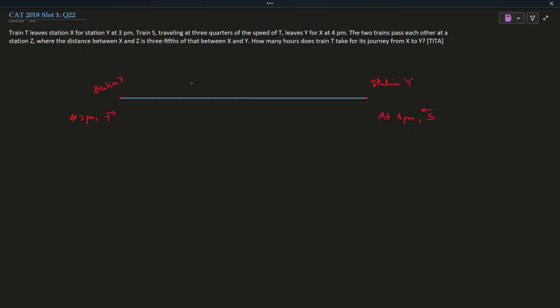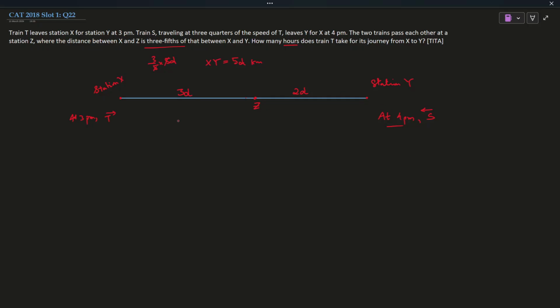So let's say the distance between stations X and Y is equal to 5d kilometers. So XZ is 3/5, that means 3d. Let's say this is station Z, so this will be 3d and this will be 2d. 3/5 of the distance between X and Y, which is 5d, will be 3d, guys. The distance between X and Z is 3d, and between Z and Y is 2d.